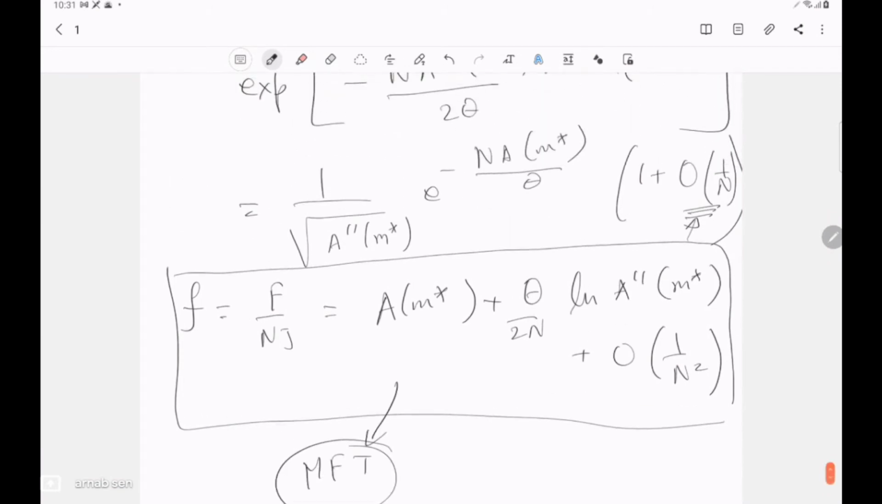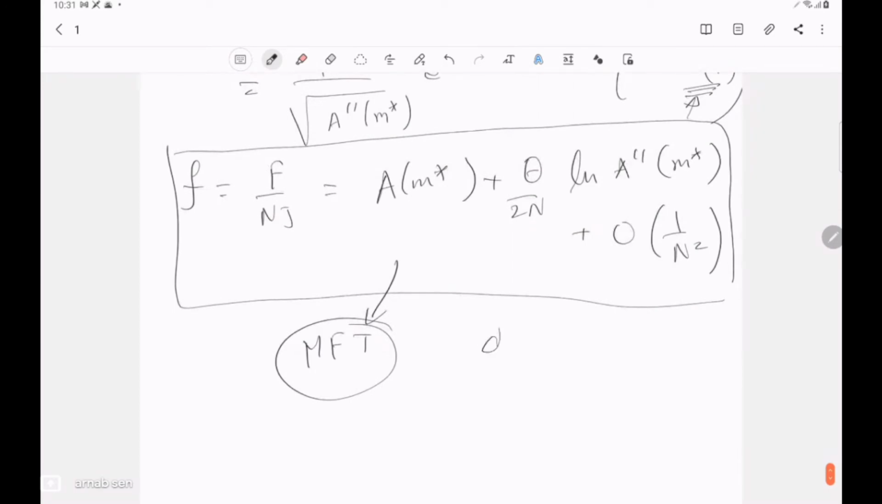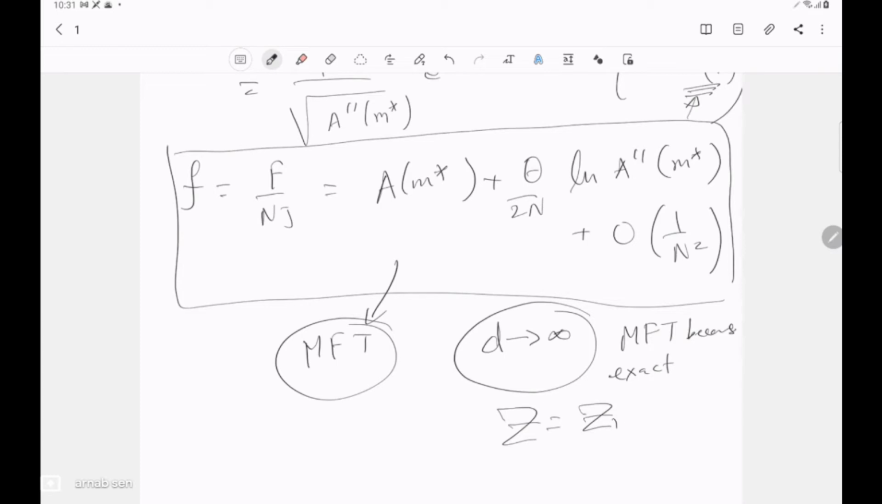So hopefully I've convinced you that when this limit is approached for a hypercubic Ising model, mean field theory becomes exact. What does that mean? That means that the partition function becomes exactly this plus higher order corrections, which you can ignore. Is this clear to everyone? So this is the first thing I wanted to show you.